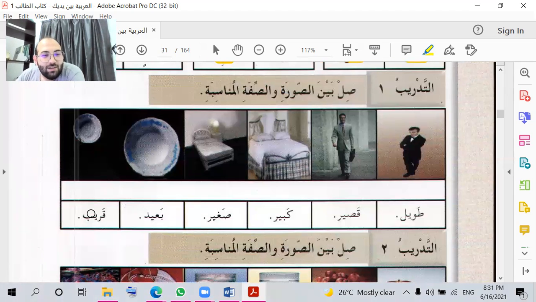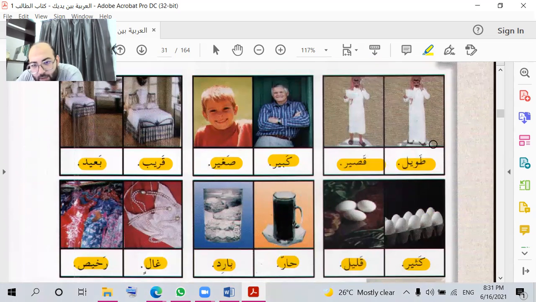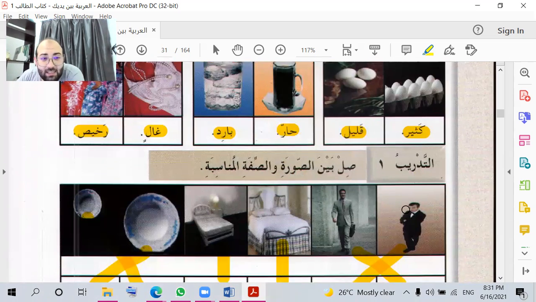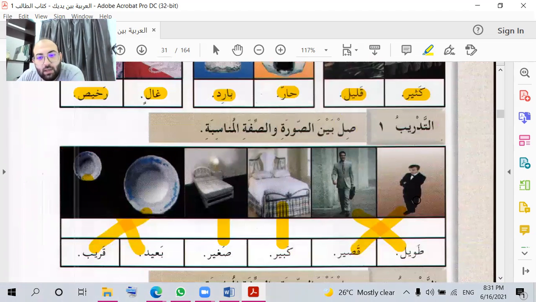So this is قريب, this is بعيد. This is صغير, this is كبير. This is قصير, this is طويل. Is قصير and طويل for people's size or for items? It goes for all. When we are talking about a dress, you can say it's طويل or قصير. And when we are talking about people, طويل is tall and قصير becomes short.